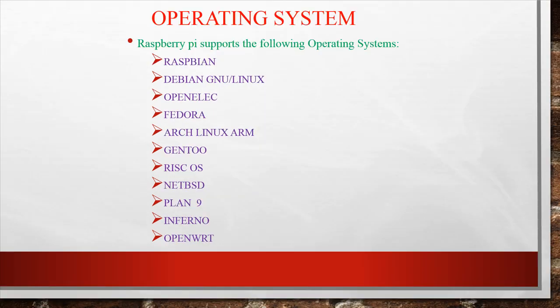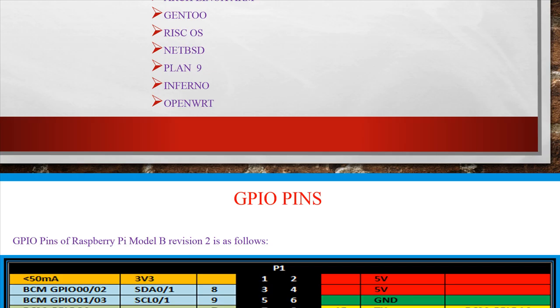Supported Raspberry Pi operating systems are Raspbian, Debian GNU, OpenLake, Fedora, Arch Linux, RISC OS and many more, which you can see on the screen. Raspbian OS is widely used in Raspberry Pi.